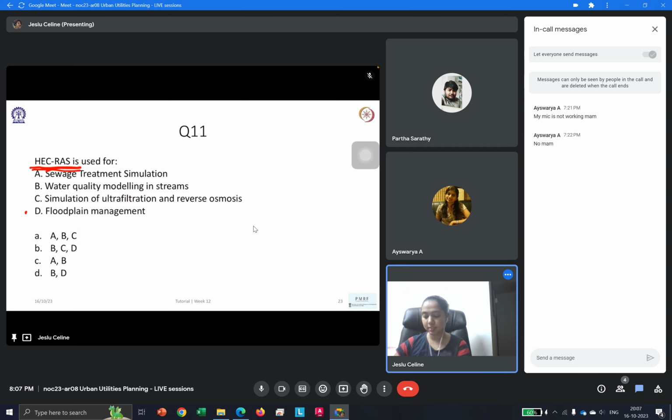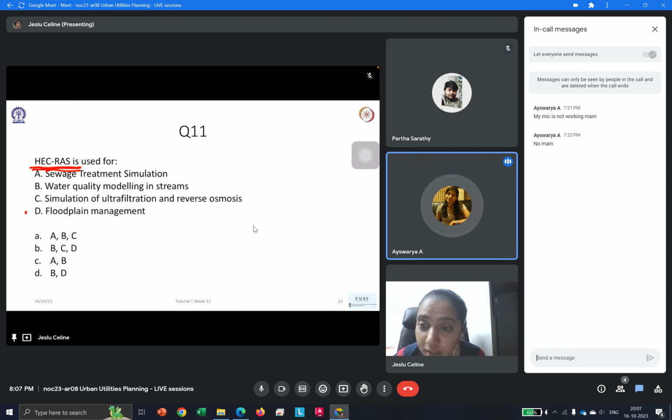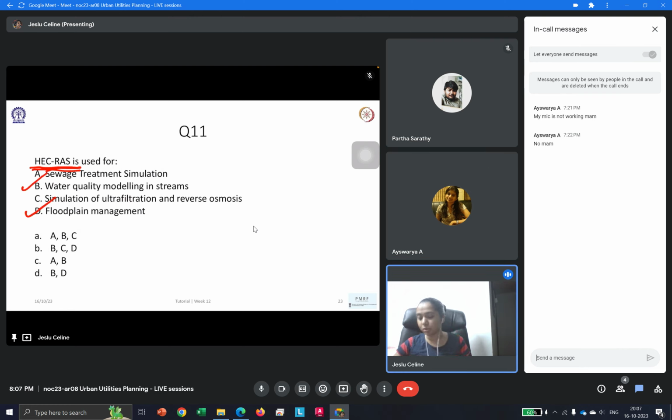Is it only floodplain management? Anything else? Water quality modeling. Yes, very good. So as a team, you've solved it very correctly.